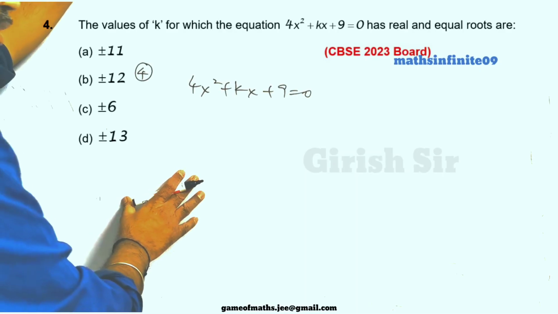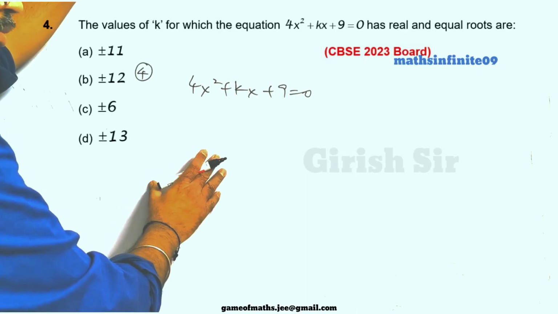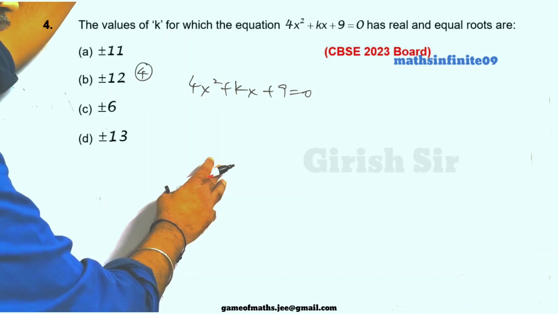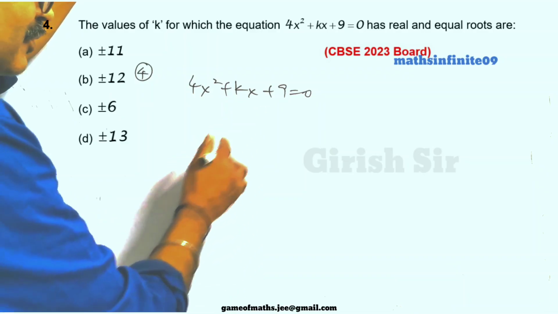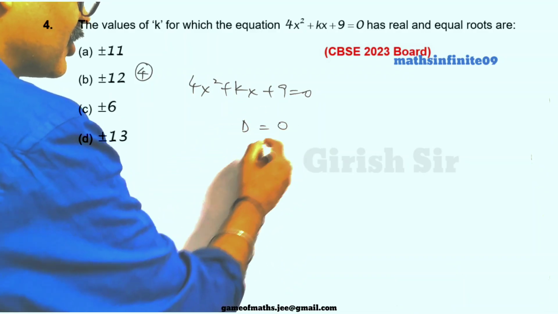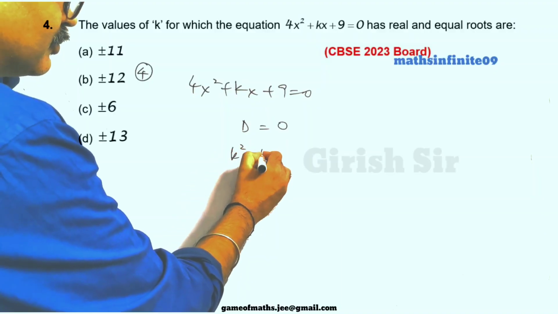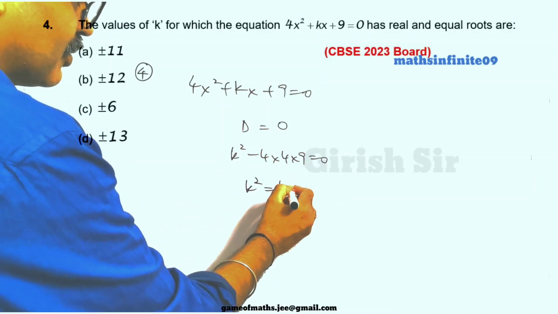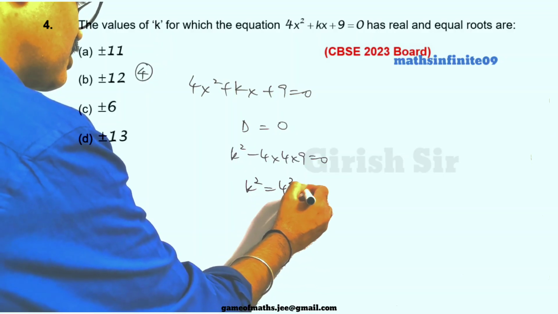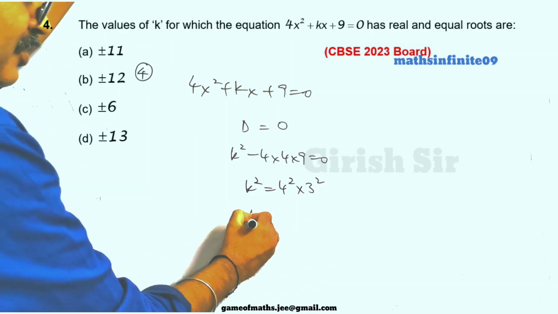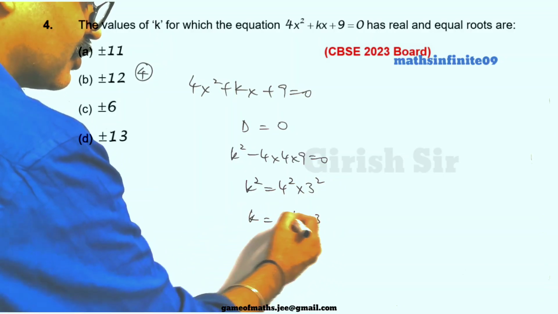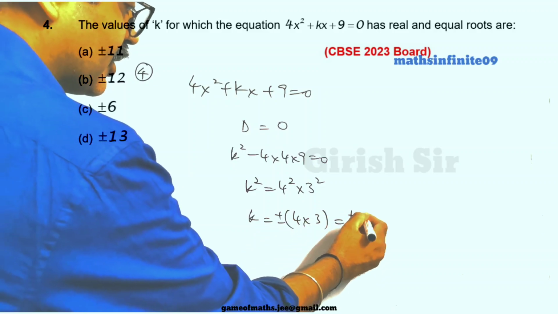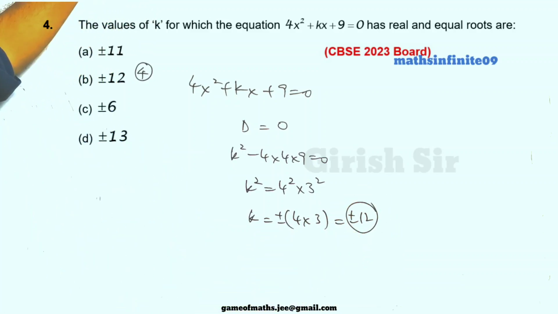In this question here, we have to find the value or values possible for k for which this equation will have real and equal roots. So D should be 0 for the given equation. This you can write like this. So k would be equal to plus minus 12. So this is the correct answer.